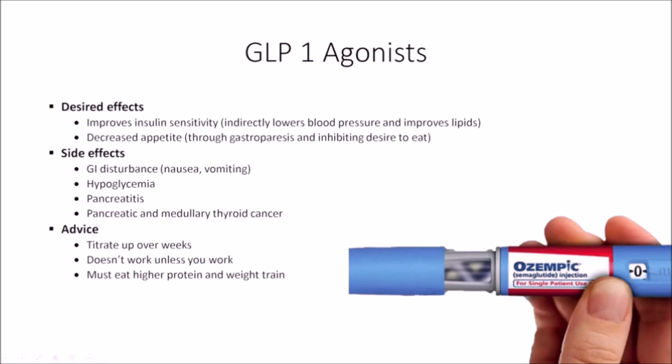The most common side effects that nearly everybody will have to some degree is GI disturbance, maybe not quite to the level of nausea or vomiting, but those are certainly among the most common side effects. You also can have hypoglycemia, meaning low blood sugar, and then pancreatitis and an increased chance of pancreatic and medullary thyroid cancer. After we go through the mechanism, it'll be pretty clear why you might have an increase in pancreatitis or pancreatic cancer, primarily because you're just making your pancreas work a little harder than it normally would.